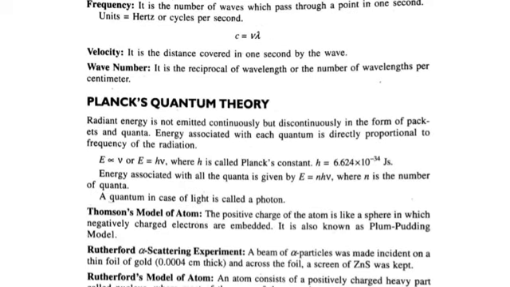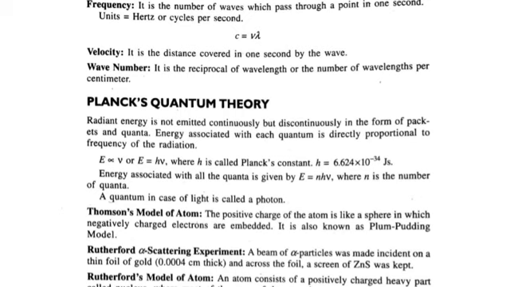Now if I talk about frequency, it is the number of waves which pass through a point in 1 second. That is called frequency, and its SI unit is hertz, or cycles per second. It means c is equal to lambda into nu.